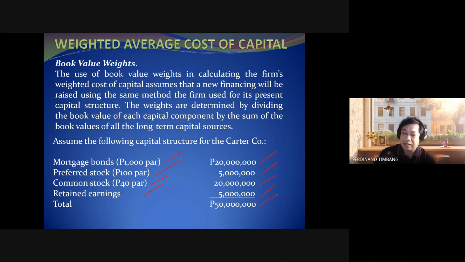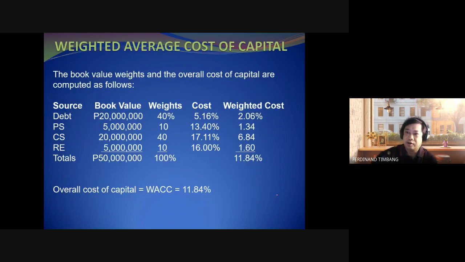This time, we will get the weight for each of the items. We have 20 million divided by 50 million, which gives us 40%. 5 million by 50 is 10%. Then 20 million by 50 is 40%. Then 5 by 50 is 10%. So this is now your weight, for the debt, the preferred stock, the common stock, and the retained earnings.